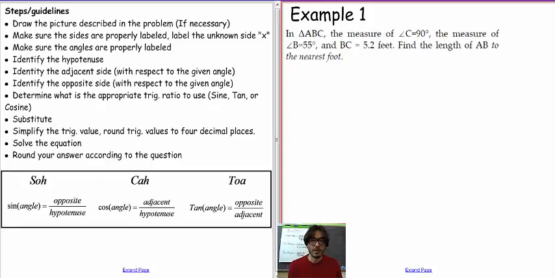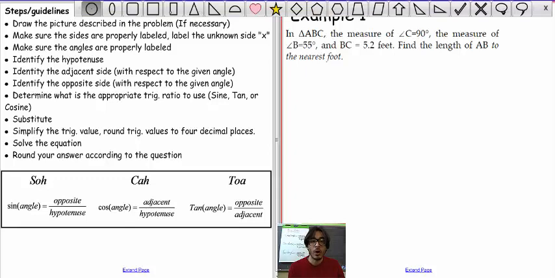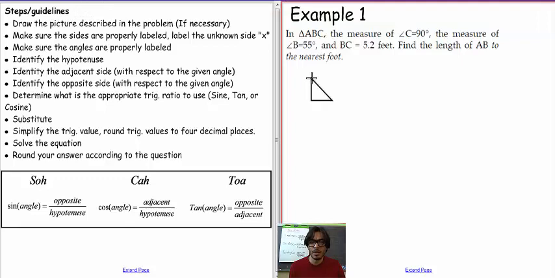So our first step says to draw the picture described in the problem, if necessary, and it is necessary to do that here. So I will begin by drawing a right triangle. And the reason it has to be a right triangle is because it says that triangle ABC has an angle that measures 90 degrees.